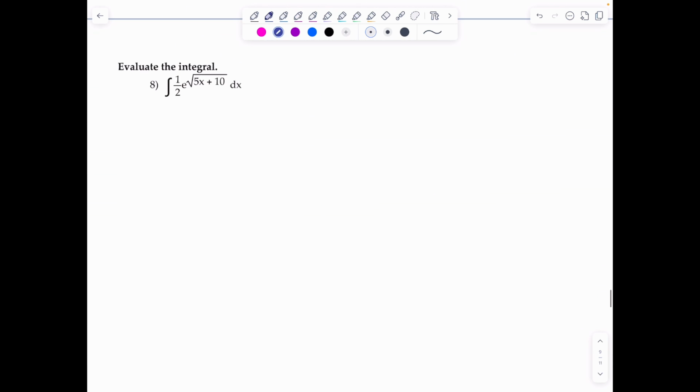Okay, evaluate the integral. This one also was a classwork problem. I'm going to take the 1/2 out. E raised to the square root of 5x plus 10 dx. This one requires a substitution and then integration by parts. So because of that, I'm going to save the variable u to do integration by parts, and we'll make a t substitution. Let's let t be the exponent. So let t be the square root of 5x plus 10.